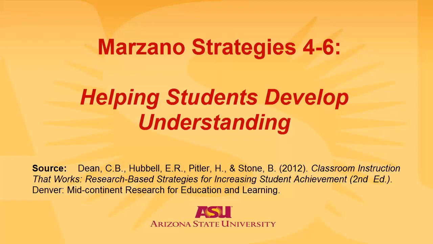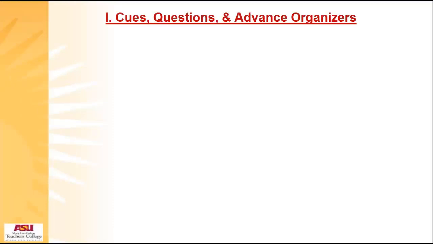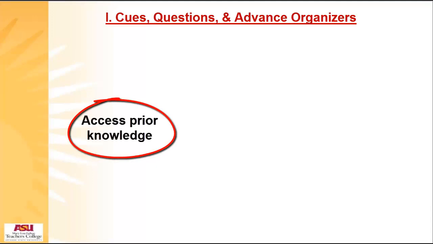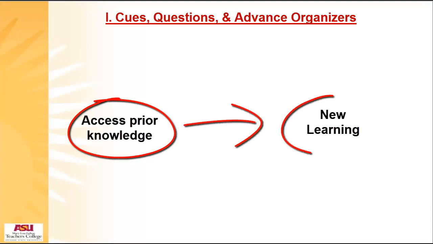This is a module on the second 3 of Marzano's 9 essential strategies for effective instruction. All 3 of these strategies are connected to the larger goal of helping students develop understanding. The first strategy is using cues, questions, and advance organizers. Teachers can use all 3 of these tools to help students access prior knowledge and use it as a bridge to new learning.